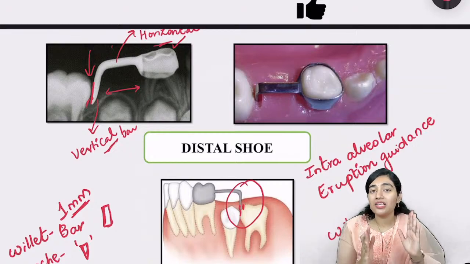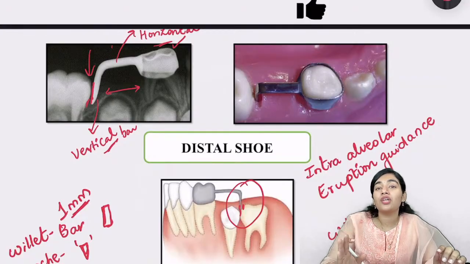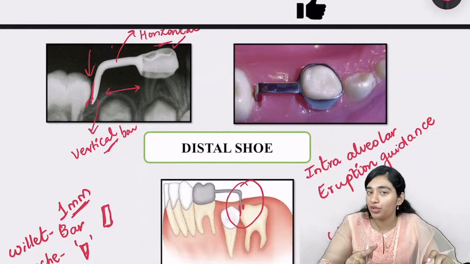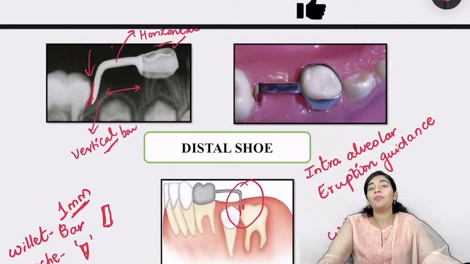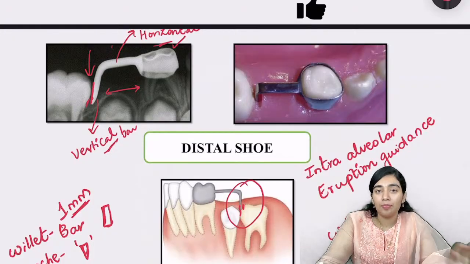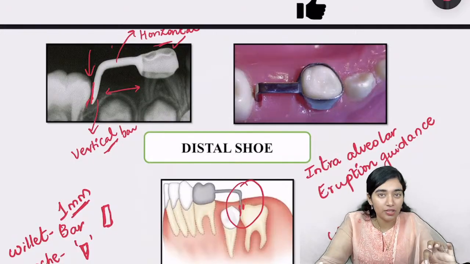So right now, the appliance design we use is of Roche design. That is, we have an intraalveolar extension, which is a V-shaped plate. Okay, this is also very important to note. So the distal shoe appliance is a fixed appliance, as you all can see, a passive appliance, which is the eruption guiding appliance, and the vertical arm should rest 1 mm below the mesial marginal ridge of the first permanent molar.